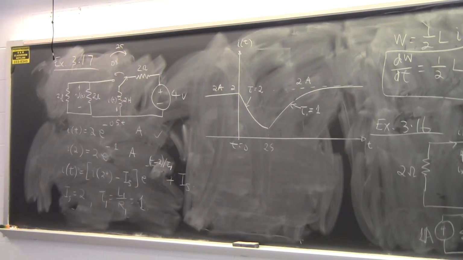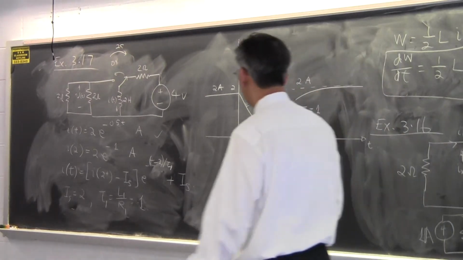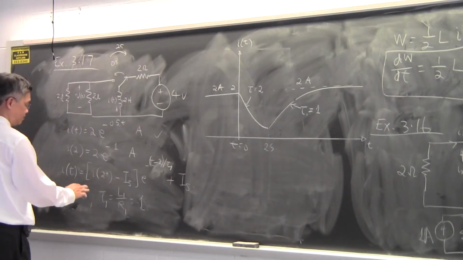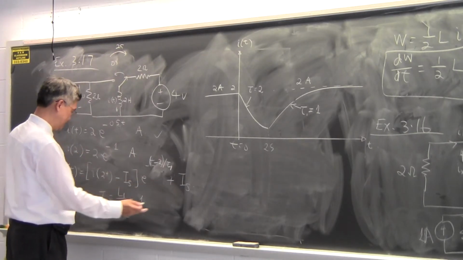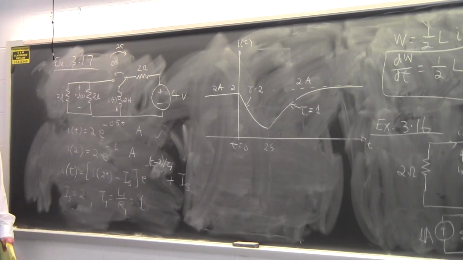Let me see. If t goes to infinity, this term disappears, right? So it becomes just IS. Oh, sorry, and IS is equal to 2, so it asymptotes to 2 as well. Okay, asymptotes to 2, and this is how the plot should look. So if you get everything right, everything shape correct, then you should be able to do the exam.